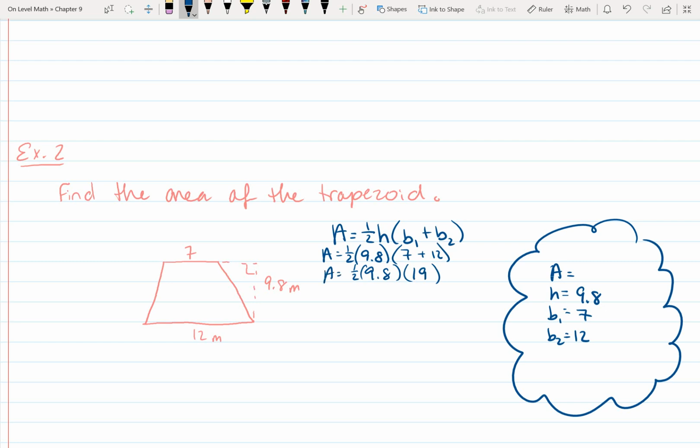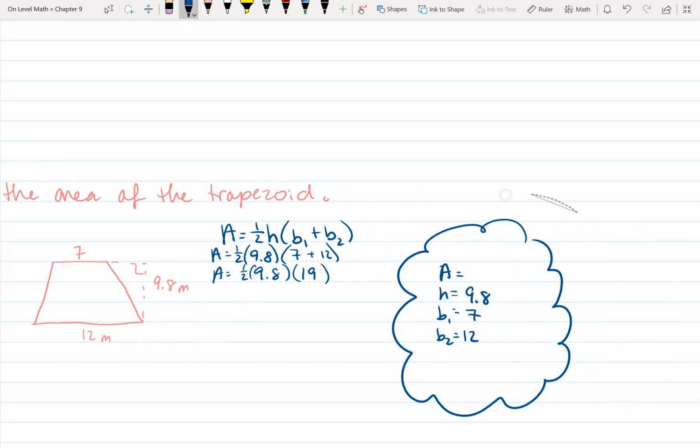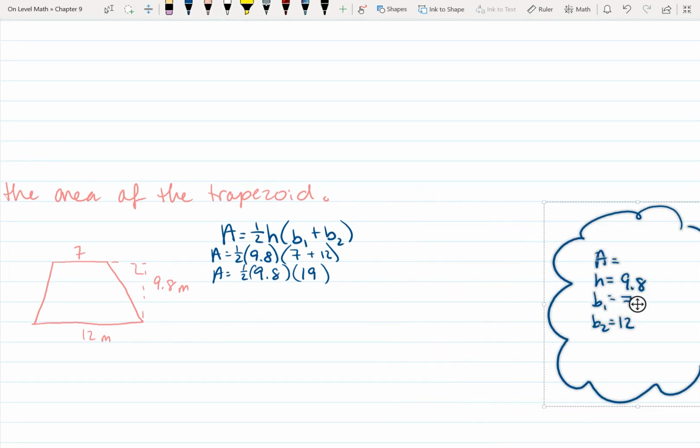I am going to go ahead and rearrange this because I know what 1/2 times 19 is. So I'm going to scoot this guy over. I'm going to use the commutative property, showing an arrow and rearranging. I'm going to do 1/2 times 19 times 9.8, which is totally fine. Half of 18 gives us 9. So half of 19 gives us 9.5.